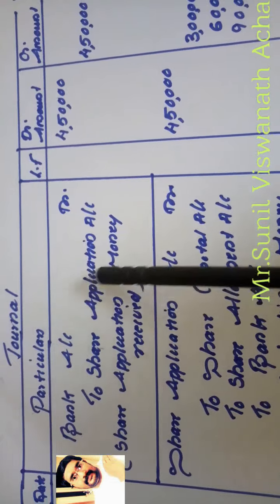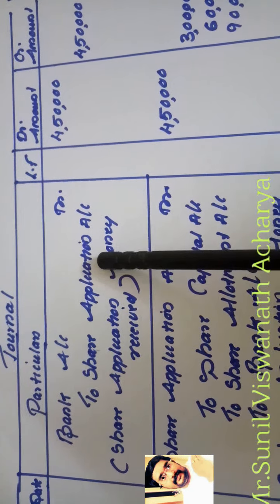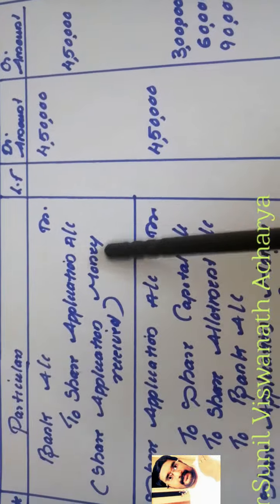Company received 1,50,000 shares application. So 3 lakh is application money. In this format we calculated application money received is 4,50,000. So bank account debtor to share application 4,50,000.